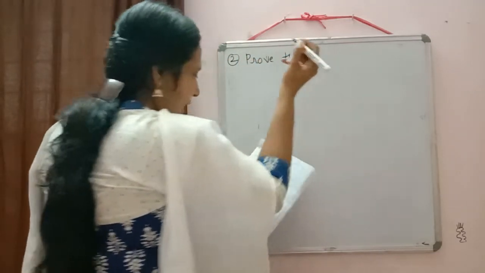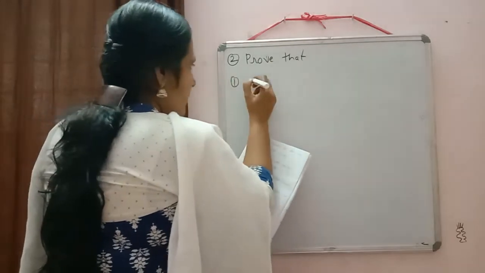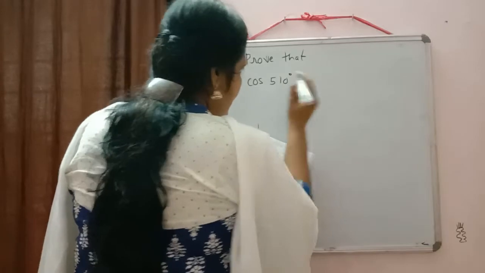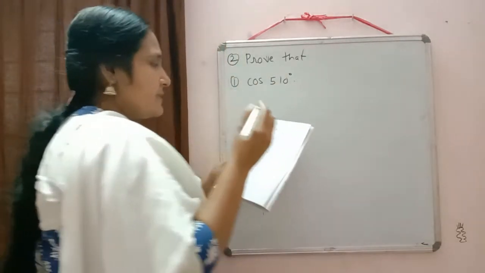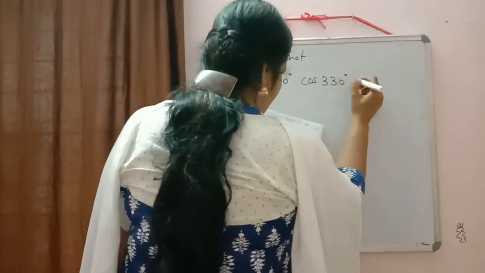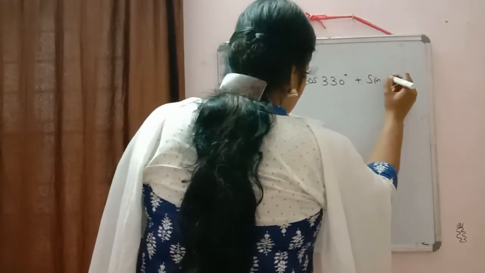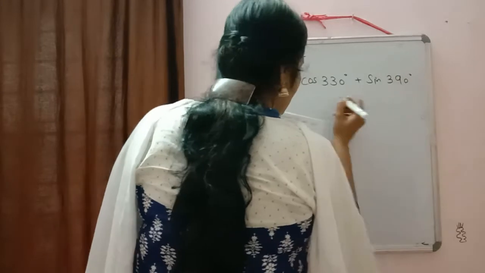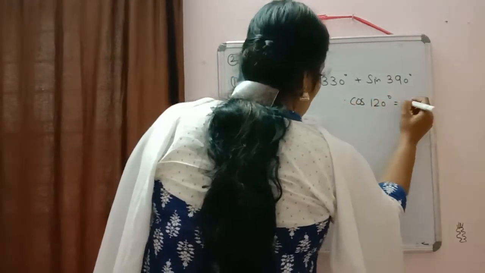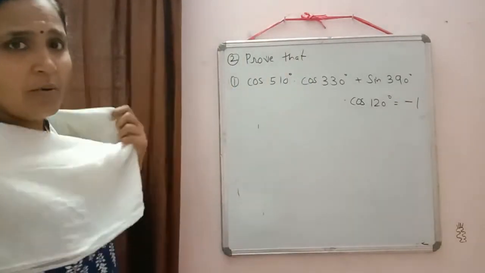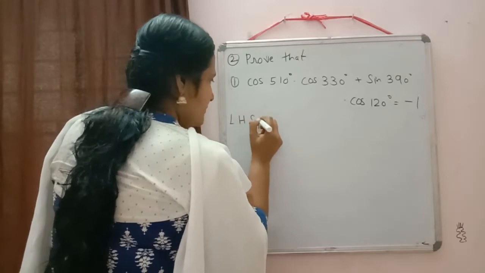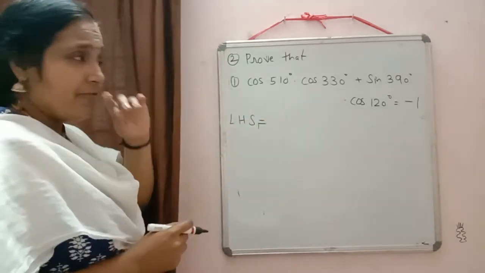Prove that, in that, the first one is cos 510 degree into cos 330 degree plus sin 390 degree into cos 120 degree is equal to minus 1. We have to prove this. So we will check whether we are getting minus 1 or not. So we have to calculate the value of all.